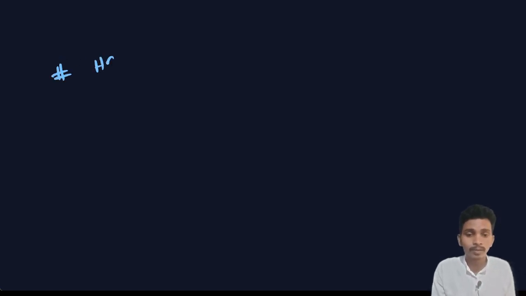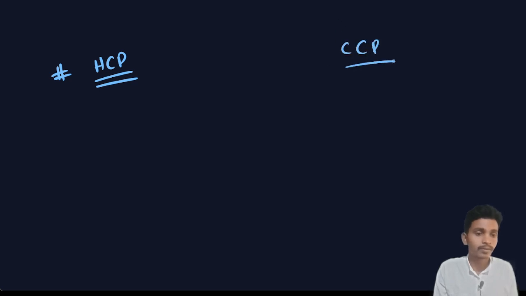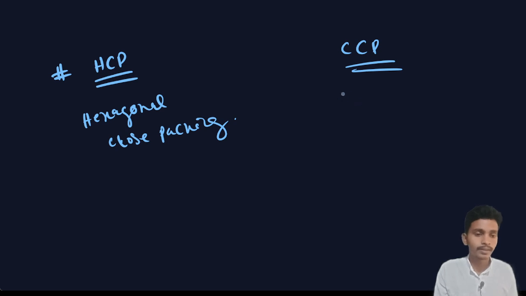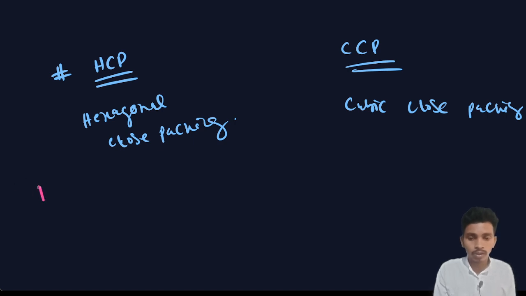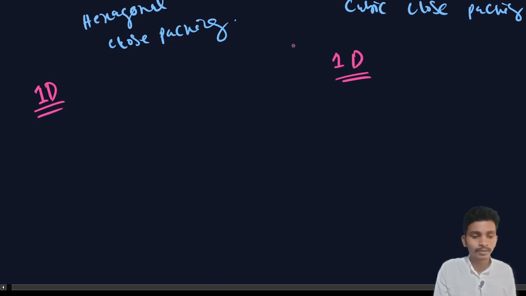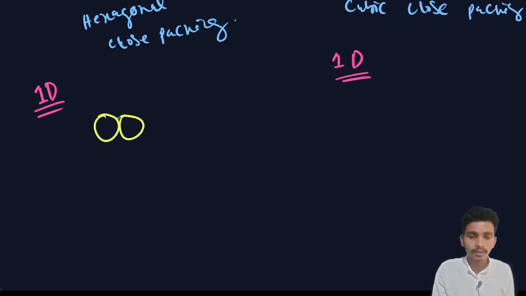What do you mean by HCP and what do you mean by CCP? We say that this is hexagonal close packing and this is cubic close packing. How is it actually? If you talk about its one dimension and also its one dimension, then what we see here, let's say, this is the one dimension.